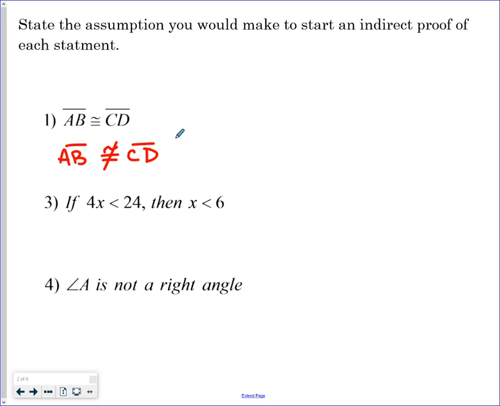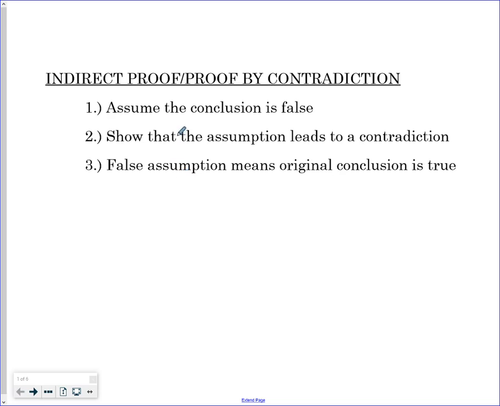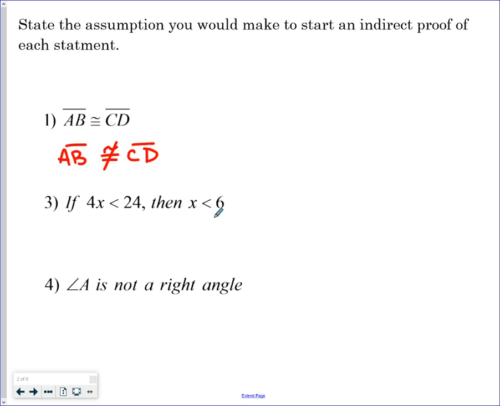Okay? With this one, it says if 4x is less than 24, then x is less than 6. So this is something we didn't super talk about before. This is like our given, and this is our proof statement. So we're assuming the conclusion is false, okay? So the conclusion is this part, right? So I don't care what this part says. So instead of x is less than 6, I would say, super close. Not just x is greater than 6.